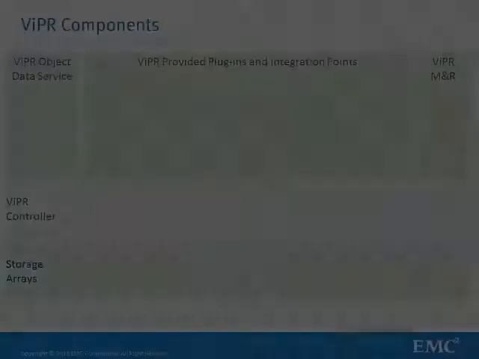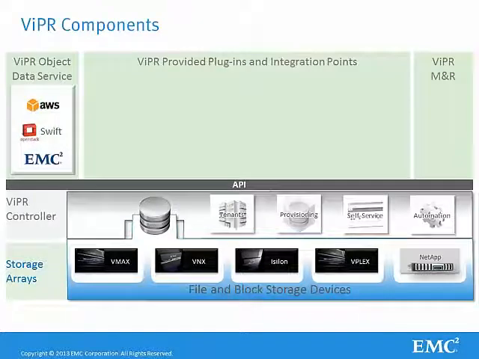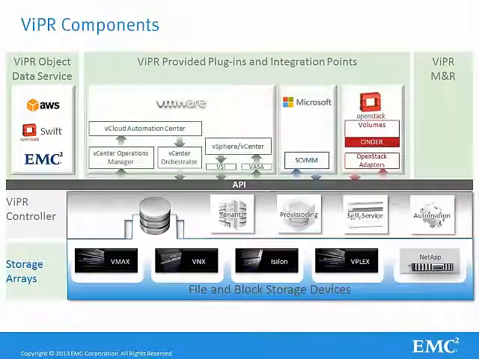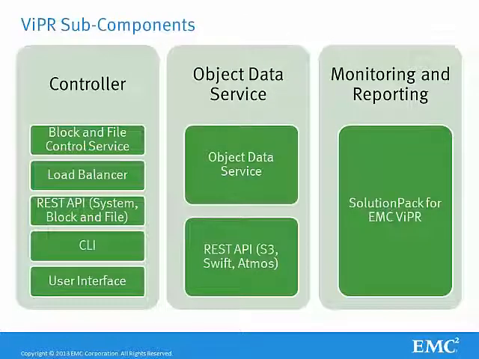Now let's take a look at how ViPR can perform these functions. ViPR has 4 major components. They are the ViPR controller, the ViPR object data service, the ViPR integration, and the ViPR monitoring and reporting. The ViPR controller component provides the block and file control services, a load balancer, the REST API, command line interface, and the UI. The controller is delivered as a virtual appliance OVA file. And you may have from 3 to 5 VMs comprise the controller itself.